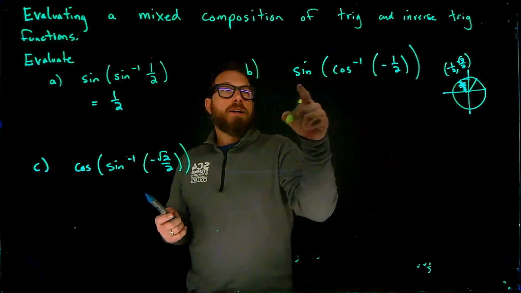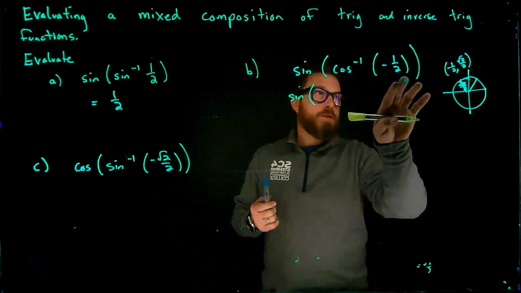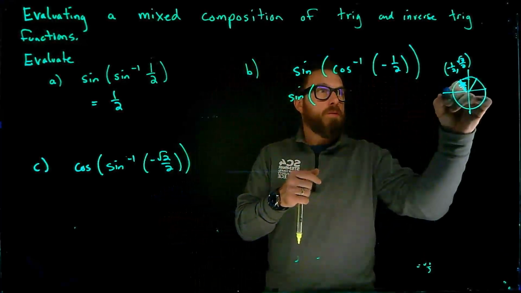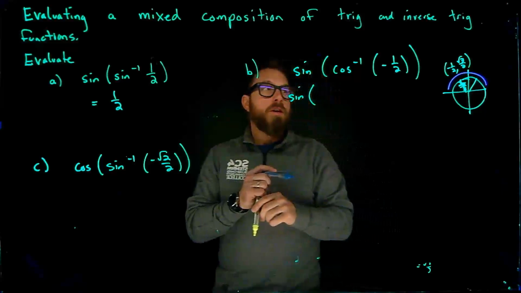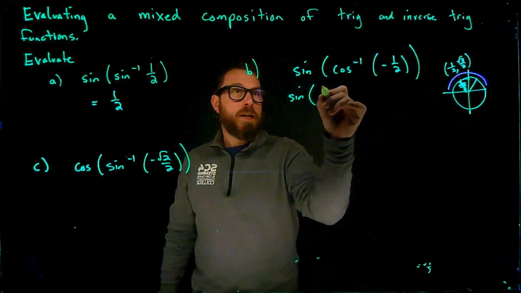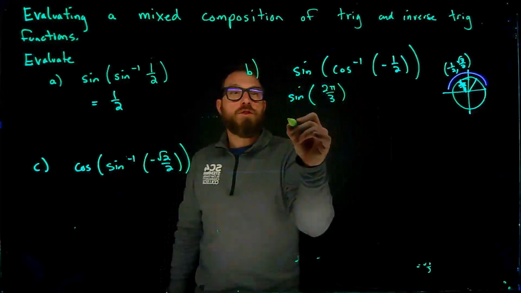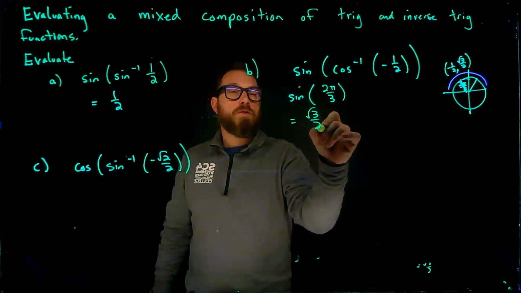So if I want to find this thing's value, this is going to be the sine of the cosine inverse of -1/2, and remember that the cosine inverse is defined up here. So the cosine inverse of -1/2 is going to be equal to this angle, which is equal to 2 pi over 3, and then finally the sine of 2 pi over 3 is going to be equal to root 3 over 2.